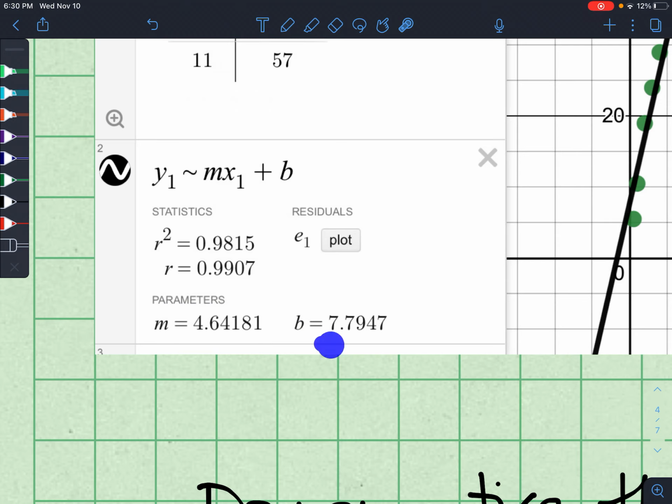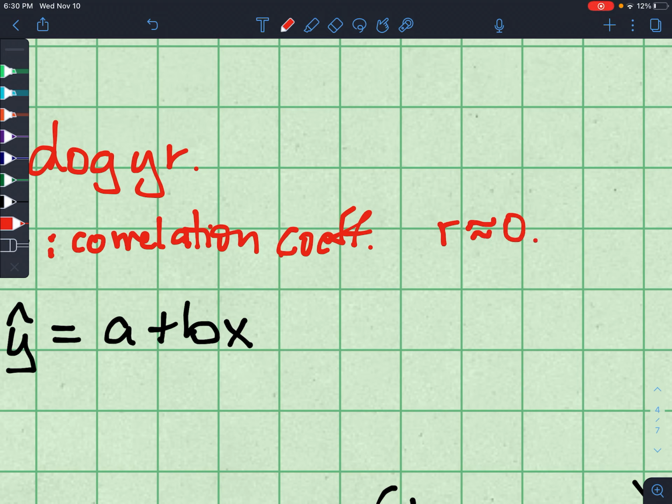Okay, so I would suggest you round these numbers off. So the B, which is the y-intercept, is 7.8. And M, we could say, is 4.6. R, we're going to report as it is, 0.99. Okay. All right, so R, 0.9907. Close to 1. Very strong relationship there.